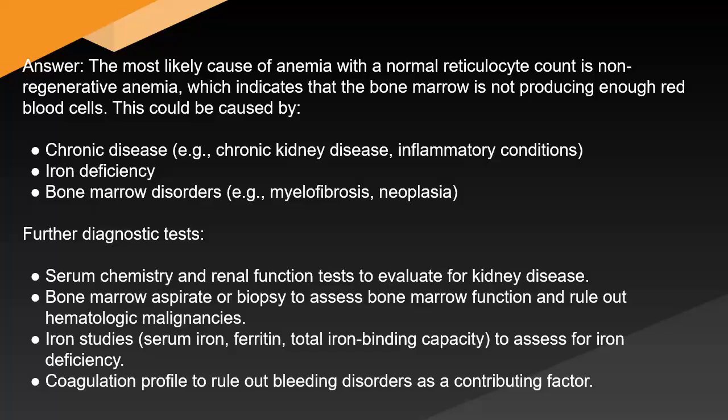This could be caused by chronic disease, e.g. chronic kidney disease, inflammatory conditions, iron deficiency, bone marrow disorders, e.g. myelofibrosis, neoplasia. Further diagnostic tests: serum chemistry and renal function tests to evaluate for kidney disease. Bone marrow aspirate or biopsy to assess bone marrow function and rule out hematologic malignancies. Iron studies, serum iron, ferritin, total iron binding capacity to assess for iron deficiency. Coagulation profile to rule out bleeding disorders as a contributing factor.